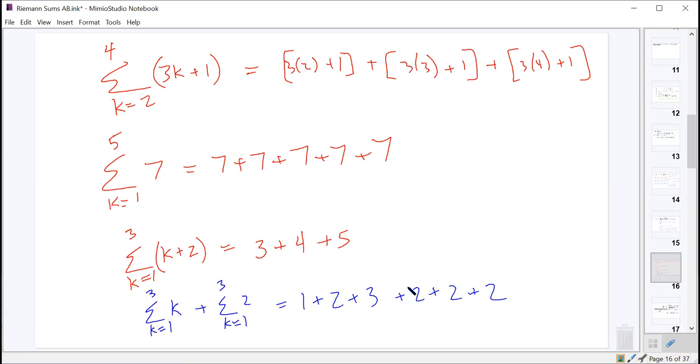And you agree, hopefully, that those are the same thing? Yeah. Awesome. All right, so those are a couple of the basic rules we need to know about these summations.